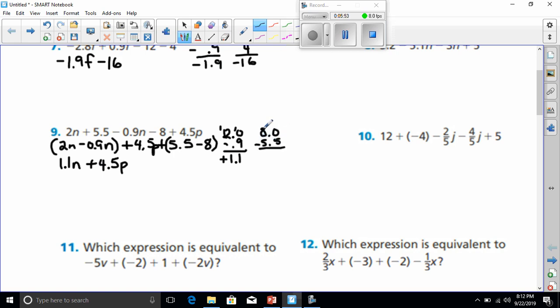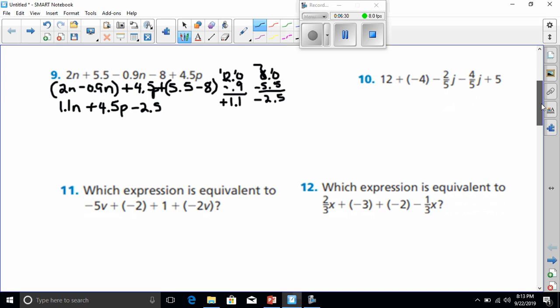And since the bigger number is negative, that means my answer will be negative. Once again, I have to borrow, and that's going to give me a 5 over here and a 2 over here. So this is going to be negative 2.5 minus 2.5. Can I combine anything else? No, because I can't combine n's with p's with nothings. So my final answer is 1.1n plus 4.5p minus 2.5.